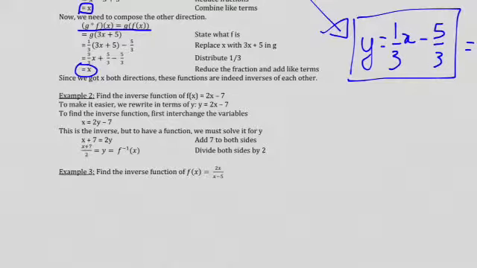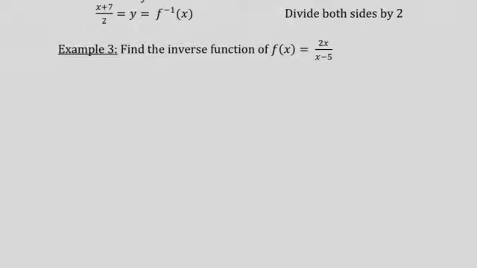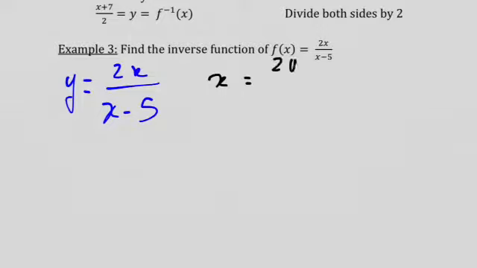So let's try to find the inverse of f of x equals 2x over x minus 5. Well, y equals 2x over x minus 5, and then what I need to do is, what was x becomes y, what was y becomes x. So I end up with x equals 2y divided by y minus 5. And I need to isolate y.